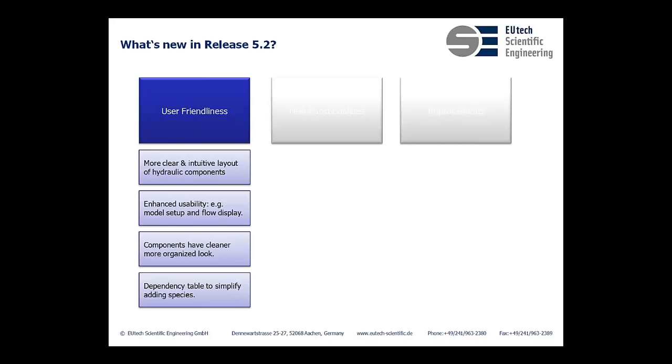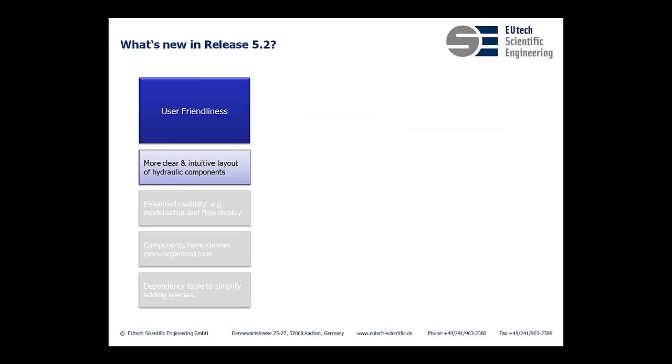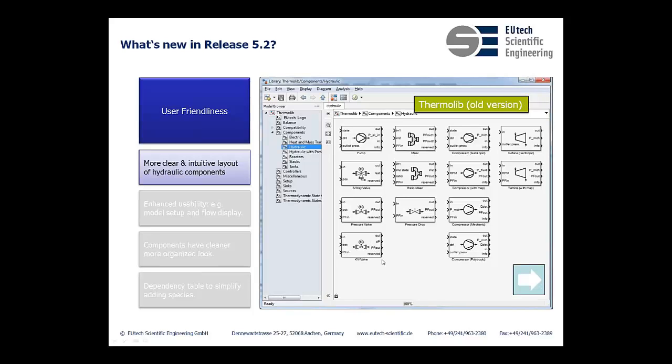So let's start with the very first one, more clear and intuitive layout of hydraulic components. I have here a screenshot of how the old Thermolib library looked. So we are now under components, hydraulics, and as you can see, there's a redundance, for example, of the compressor block. We have here 4 kinds of compressor blocks, 2 turbines, and so on. This proved a little bit confusing because let's say you selected one compressor block and wanted to try another one, you have to completely replace the block in the model itself.